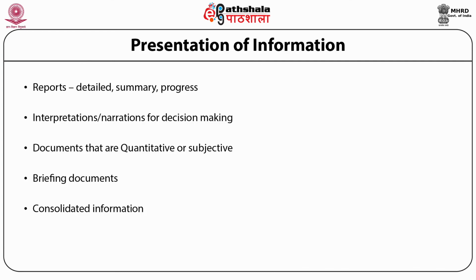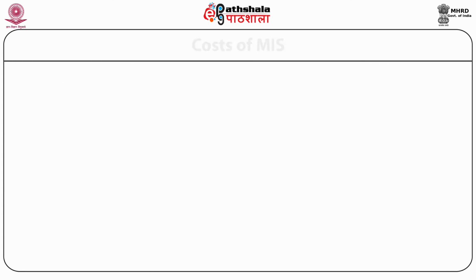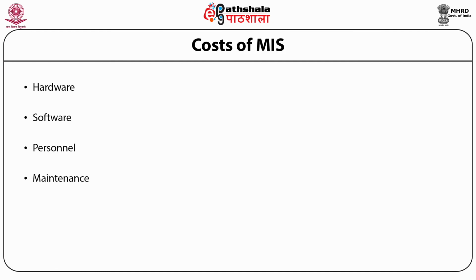And lastly, the information can be presented just in the form of some statistics or statements, some trends or graphs or tables, etc. Costs associated with MIS. Four major heads under which costs of MIS can be seen are hardware, software, personnel, and maintenance. Hardware is actually the computer systems, etc., which require regular updation.